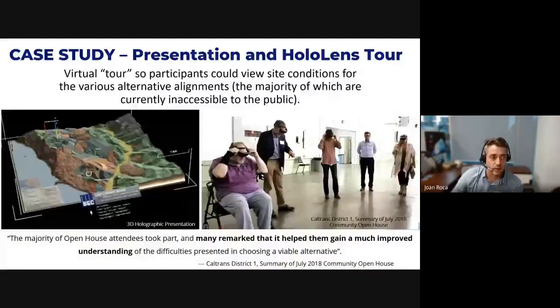This is what we did. We prepared a virtual tour so participants could view site conditions from the different alternative alignments. And some of those alignments are not accessible to people because there's no road or there's no easy access. So lots of them would not be able to go to the field and understand it. You can see a big range of people attending that.